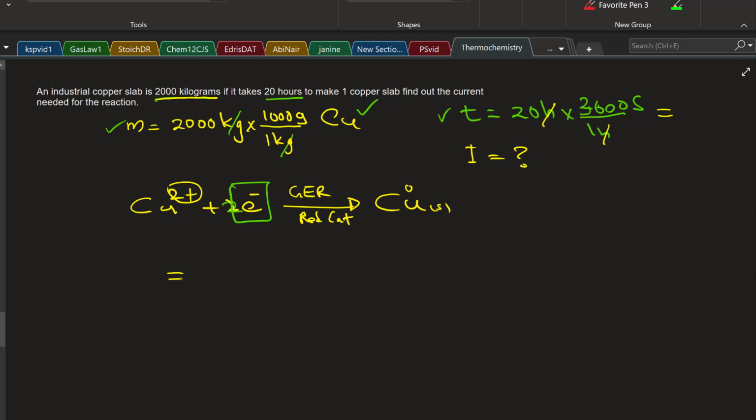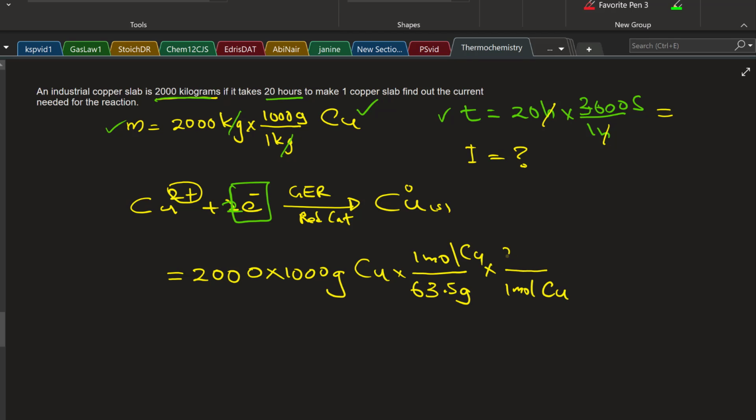The 2000 kilogram is actually for a copper slab industrially. That's how we make it. So 2000 times 1000, that's the gram. So we already got that one. That's copper. And now gram to mole is the molar mass, 1 mole copper, and then 1 mole copper is 2 electron moles from the balanced equation. 1 mole of electrons is 96,500, the Faraday constant, right? Okay, now cancel all the units: gram to gram, copper mole to copper mole, mole e to mole e.